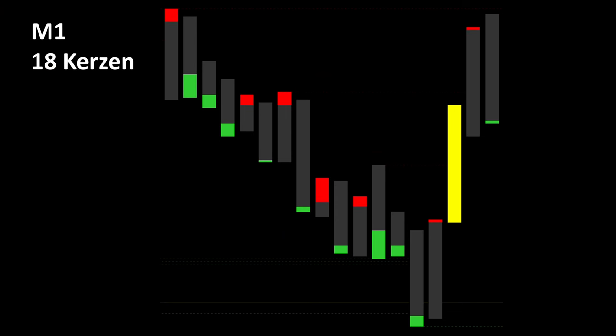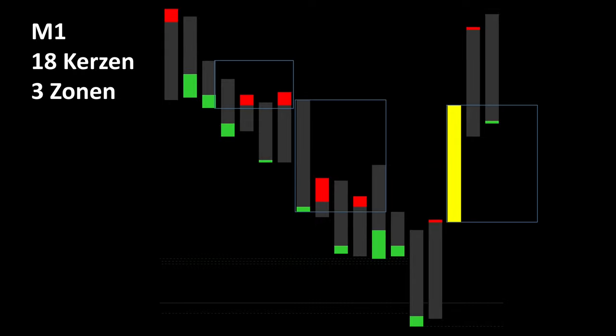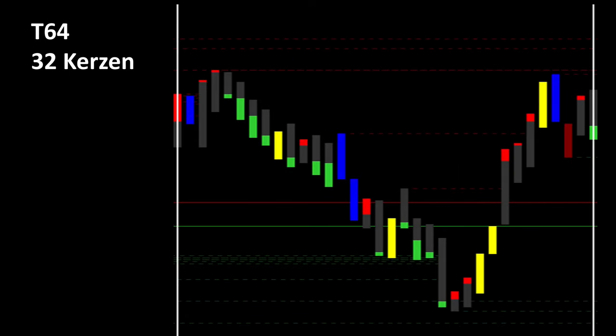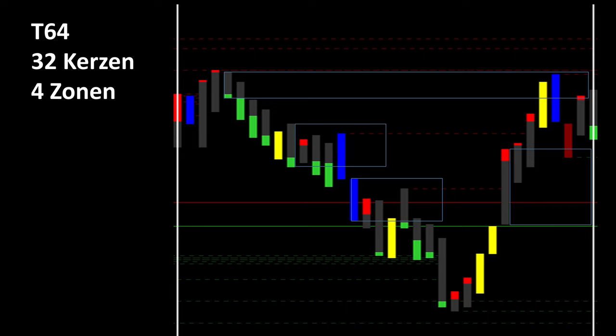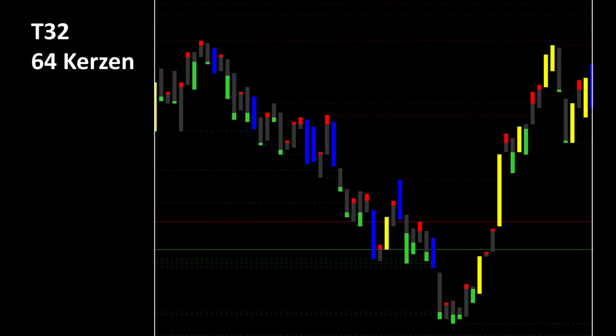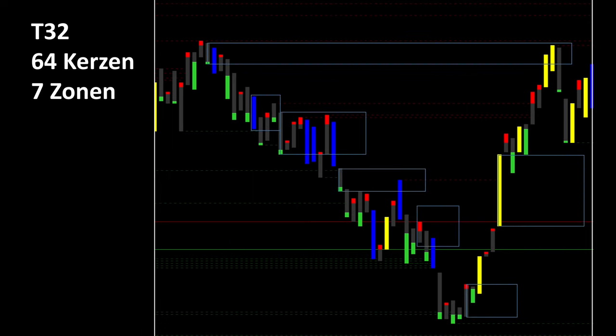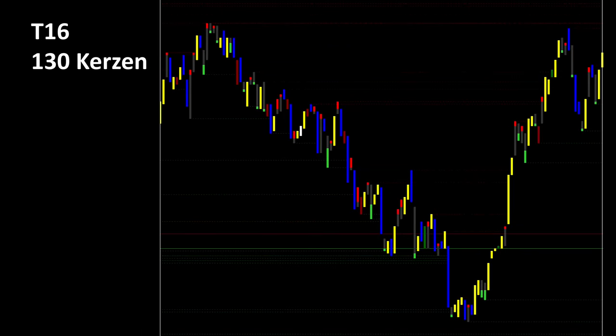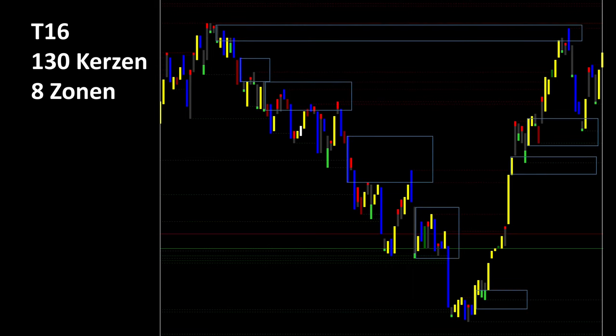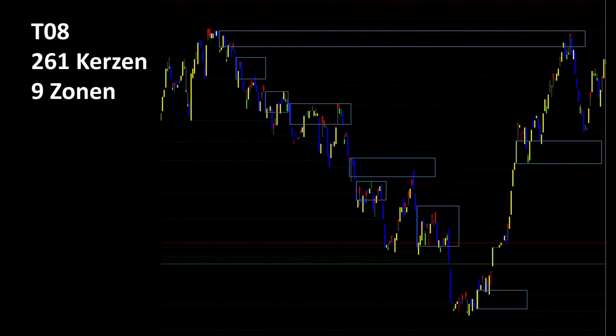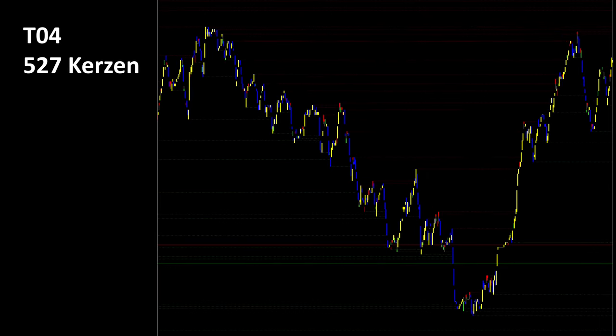In 18 minutes, 18 candles were formed and using the Bionic Candle we were able to identify 3 key zones there. In the T64, 32 candles were already formed, from which 4 key zones could be drawn. 64 candles emerged in the T32 with 7 key zones. The T16 revealed 130 candlesticks with a total of 8 key zones, 261 candlesticks and 9 key zones emerged in the T08, and the T04 even drew 527 candlesticks, from which we were able to identify 11 key zones.